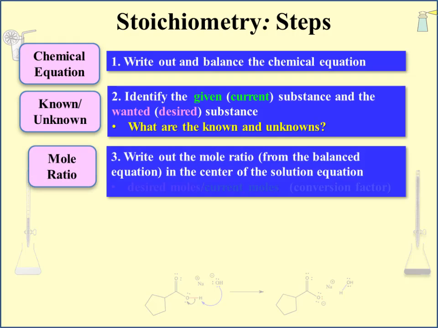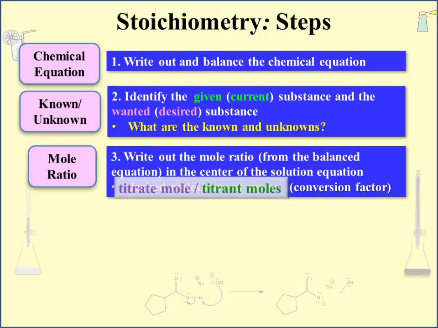Step 3 is to write out the mole ratio, coefficients, and substances from the balanced chemical equation, and to put this ratio in the center of the solution equation. The orientation of the mole ratio in a titration problem will have the moles of titrate over moles of titrant.